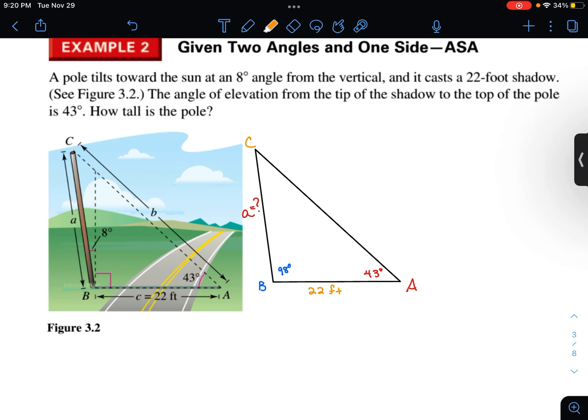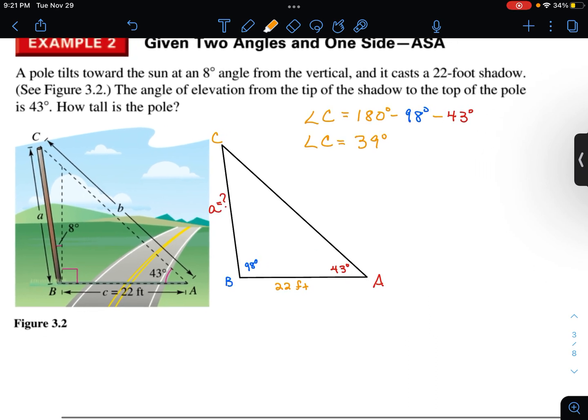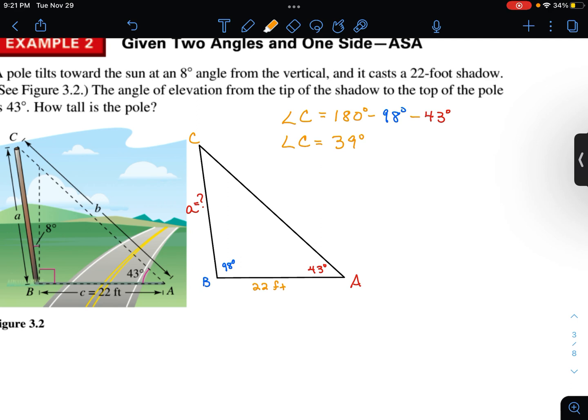We do not have to figure out all the other side lengths or any of the other angles unless we need them to solve this problem. And as it turns out, we do need to find angle C to be able to use the law of sines here, because I have the side opposite of angle C, but I don't have its angle. Luckily, I have 2 of the 3 angles, so again, we can use 180 minus those 2 angles to figure out what angle C is. It gives us 39 degrees. So we're going to use 39 degrees in our law of sines to figure out what side length A is, or in other words, how tall the pole is.